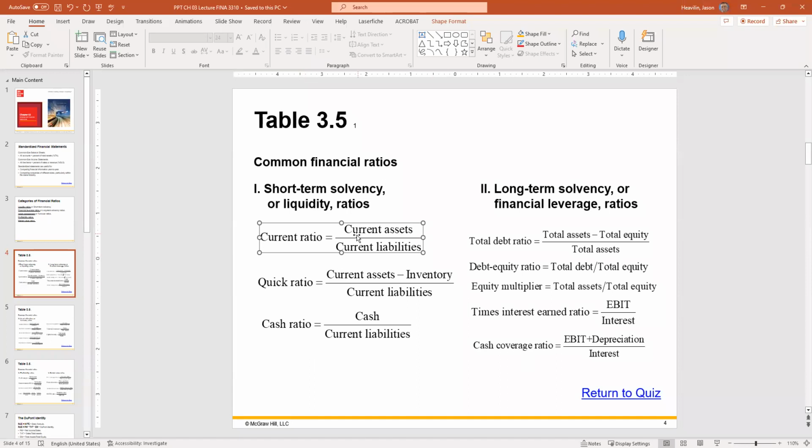For example, current ratio is current assets over current liabilities. Now, this is one of the ratios that you prefer to be higher instead of lower because you want to have more assets than liabilities. However, like many other ratios, not all of them, having it too high could be a bad thing also. So these are one of those ratios that you want higher rather than lower, but you don't want it too high either.